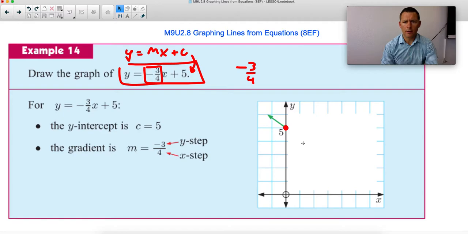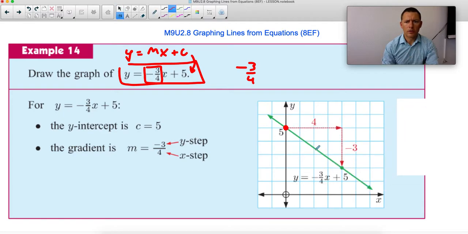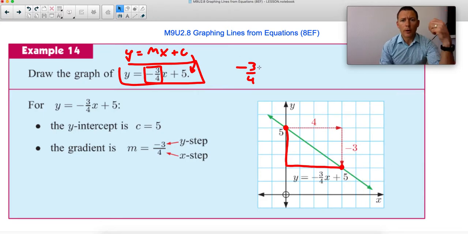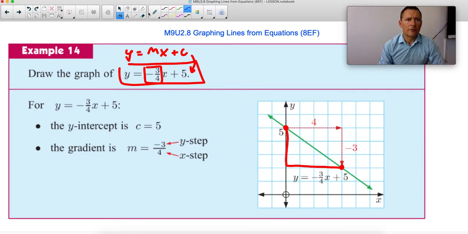So from there, I would go down 3, 1, 2, 3, and over 4, 1, 2, 3, 4, and make another dot. And then draw your line between the two dots, if you could actually hit it. Cool. So that's negative 3/4. And you can do this with all sorts of equations in the same way.